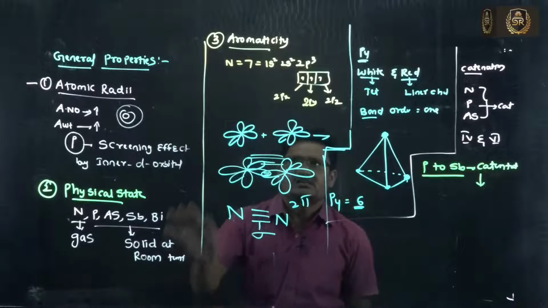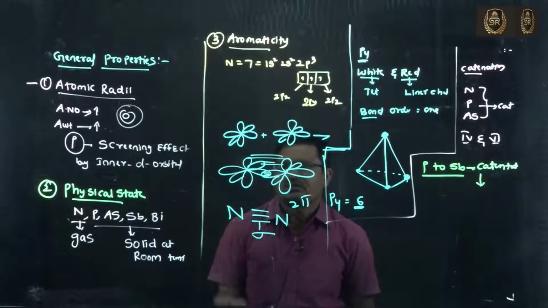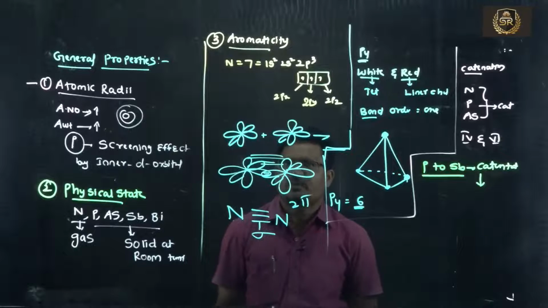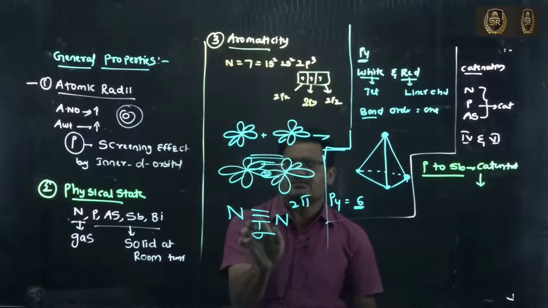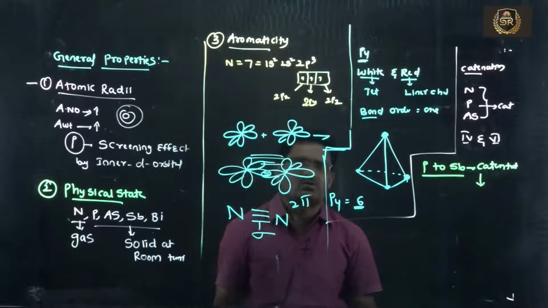Allotropy: nitrogen contains a triple bond. In the triple bond, one is sigma, the other two are pi. Sigma bond is formed by end-on overlap. Pi bonds are formed by side-on overlap.